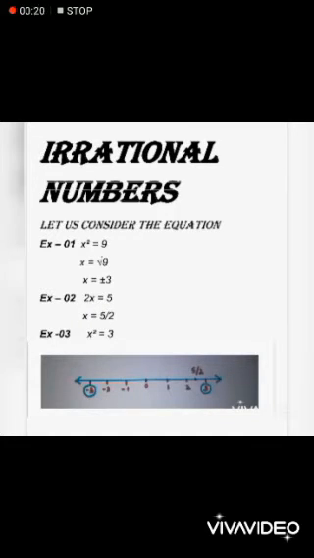Let us move on to the second equation. 2x is equal to 5. Then x is equal to 5 by 2. We can also represent 5 by 2 on the number line, which lies between 2 and 3.